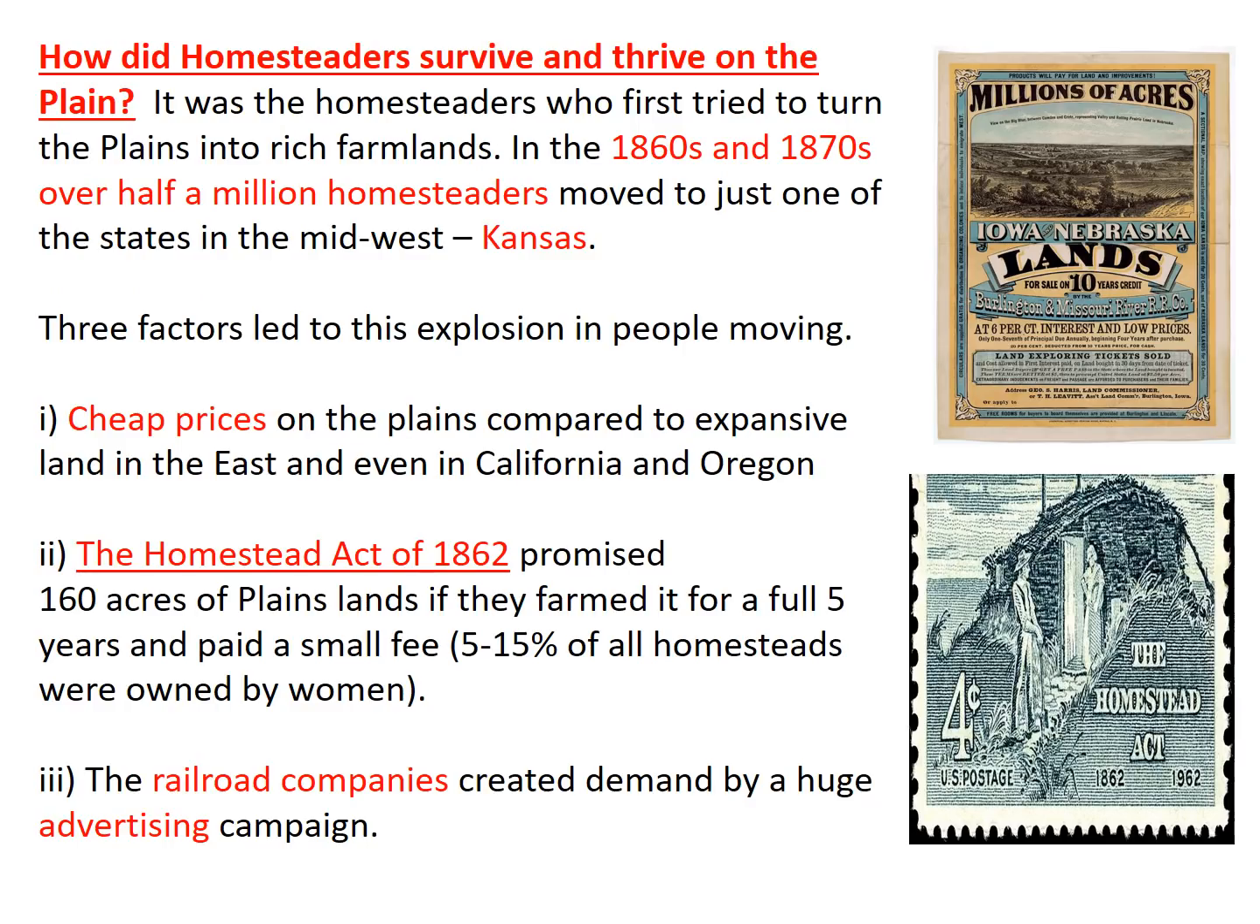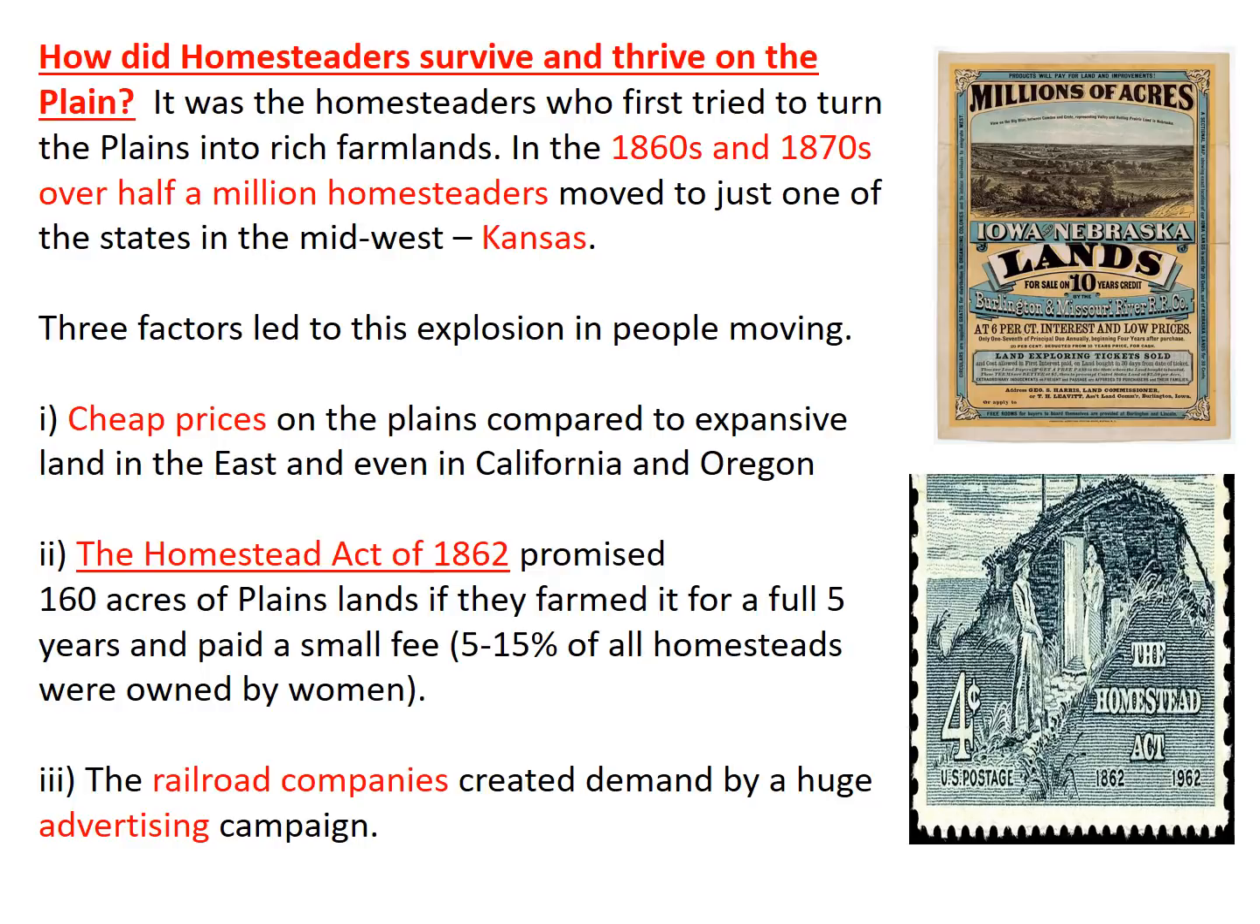Okay, yes, that's cattle ranchers. Homesteaders are another group of people who were willing to take on these awful conditions. In the 1860s and 70s, 500,000 homesteaders moved just to one of the states. That's just to Kansas. Why are they doing it? Well, California and Oregon, though attractive, are relatively expensive places to go to. There's cheap prices compared to those new states. The government also encouraged people to do it with the Homestead Act of 1862. If you farmed your 160 acres for 5 years and paid a small fee, then you would get that land.